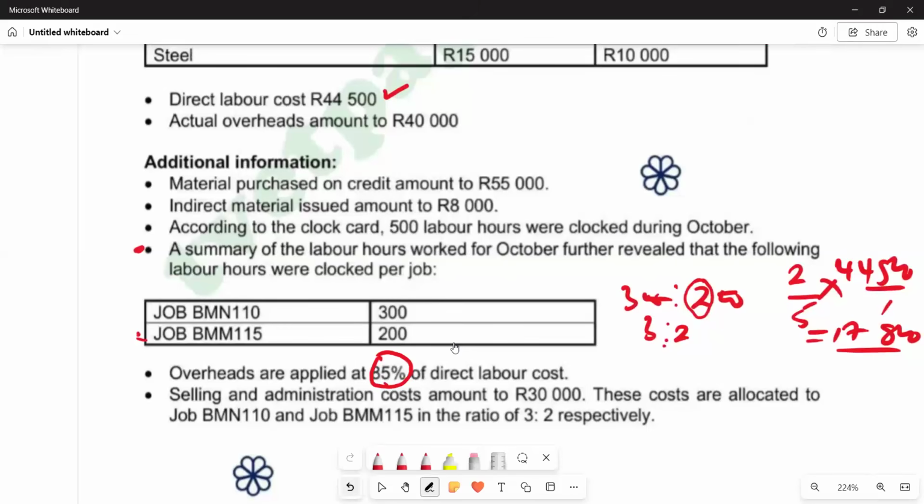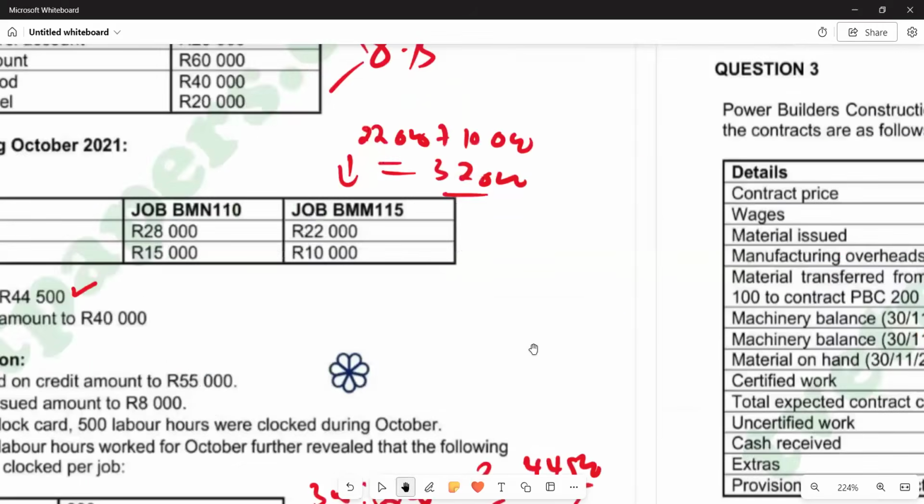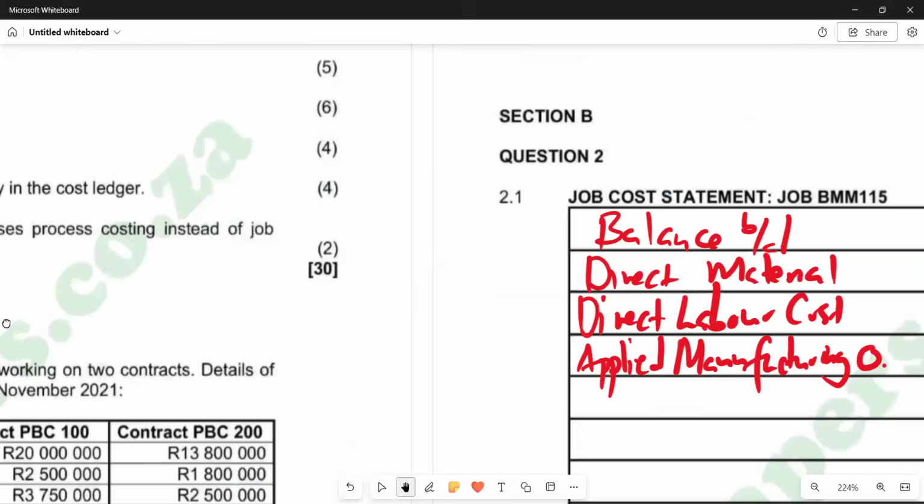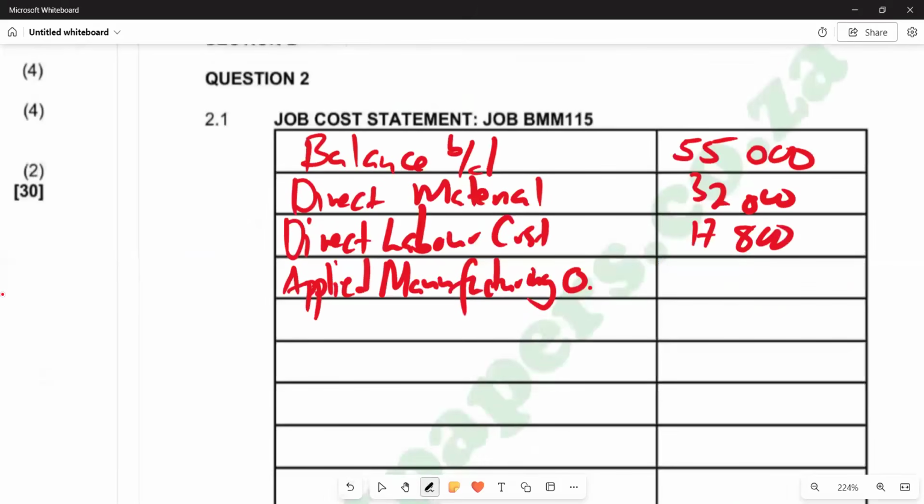Let's just see how we can calculate it. The direct labor cost, we've already allocated it for job BMM 115. So we take that 85% of 17,800. So 85% as a decimal is 0.85, not 0.085, but 0.85.